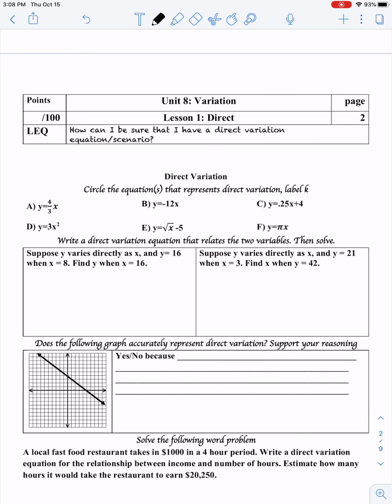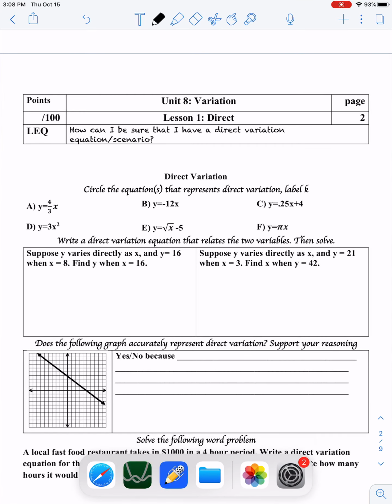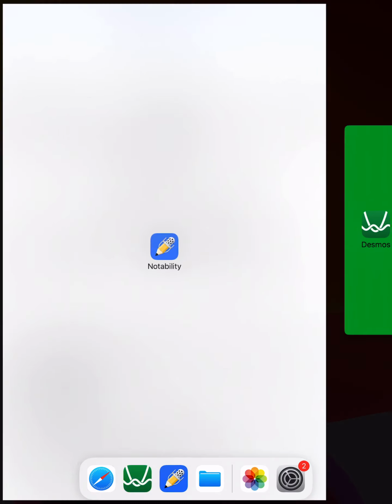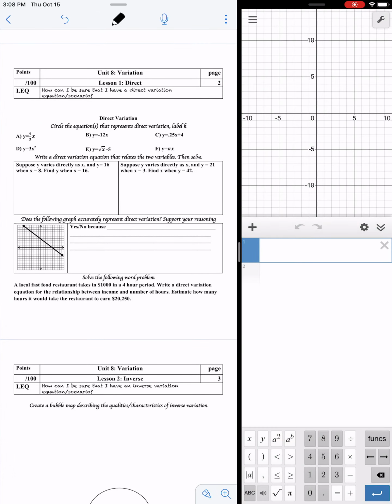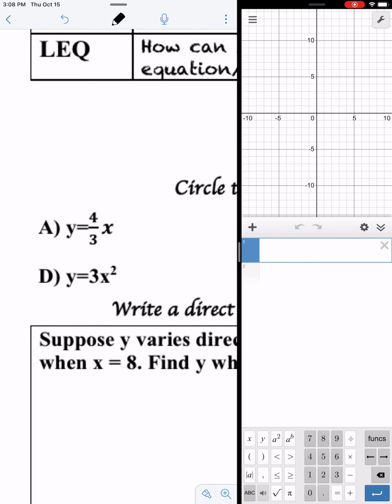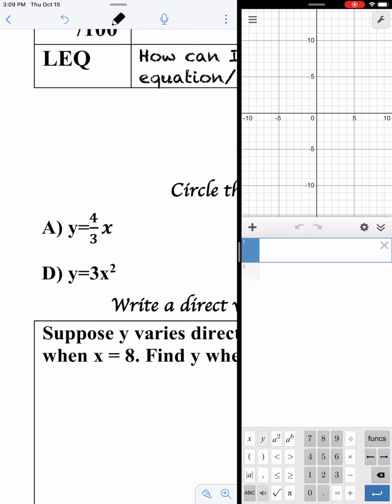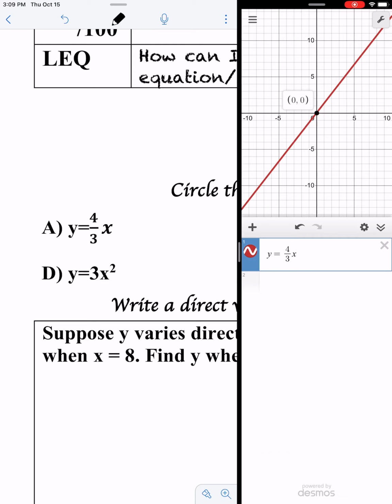Circle the equations that represent direct variation, and label K. I'm only going to do a couple of these. If I'm testing for direct variation, I'm just typing in the equation I'm given. Y is equal to 4 thirds x. It's a line, and it goes through the point 0, 0. I'm going to say yes. K this time is equal to 4 thirds.